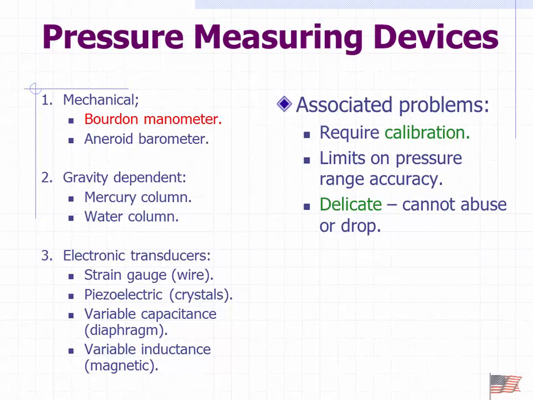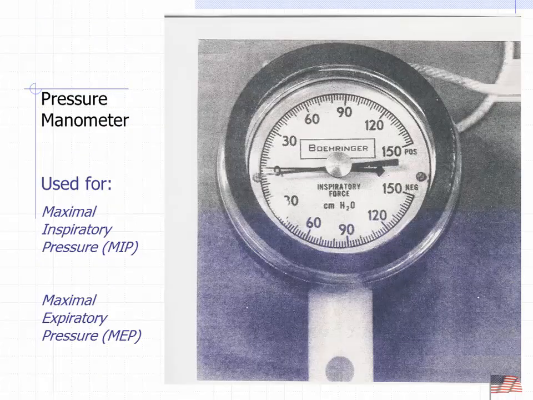And then there are all kinds of electronic transducers that we'll see when we get into the ICU, that we measure blood pressure with continuously, and that we would measure ventilator pressure with. Those are all different types of transducers. The problem with most of them is that they require a lot of calibration and they're very delicate. Two things you don't want in the respiratory therapist world are something that you need to calibrate a lot and something that's going to break when it drops. We're terrible on that. So this is the kind of pressure manometer we're going to use.